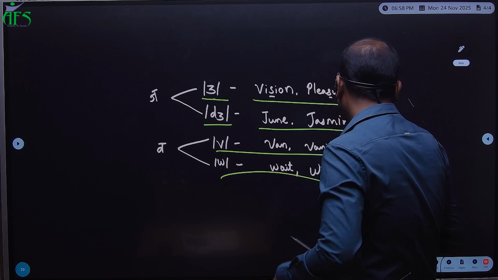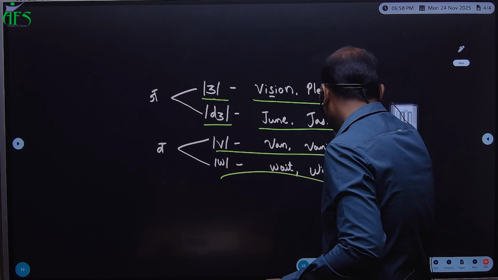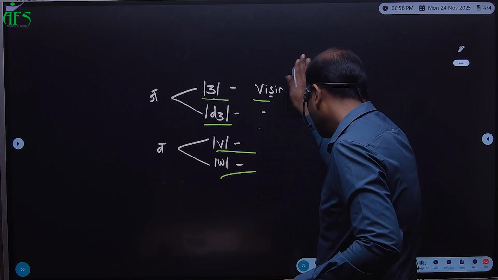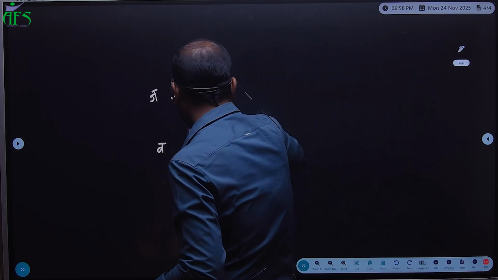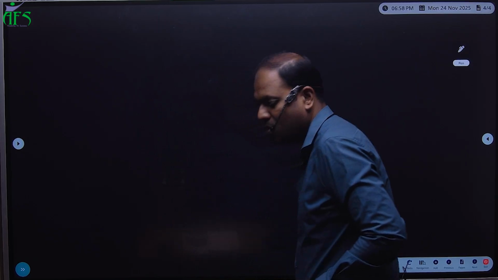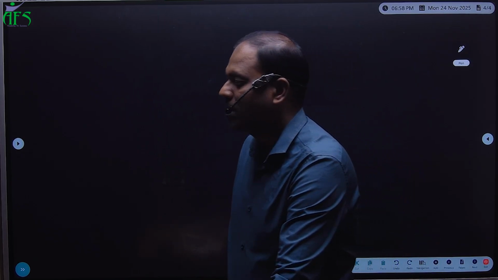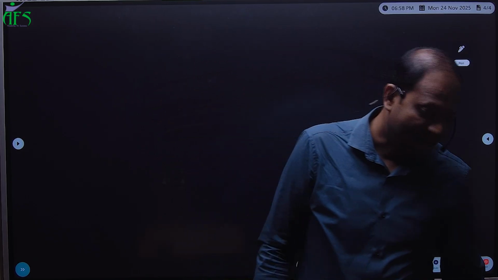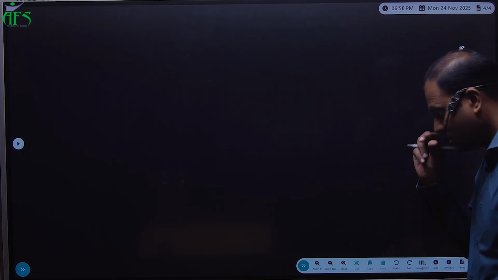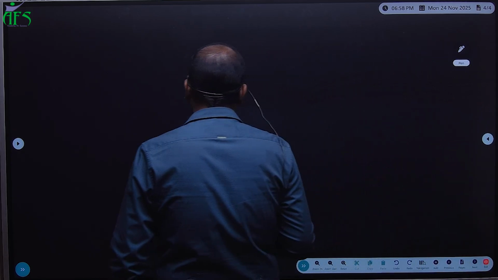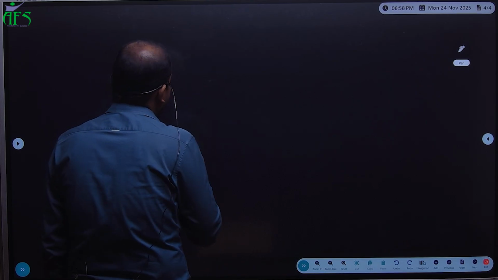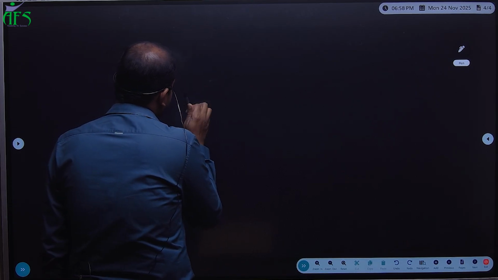Now we'll move towards the next part of this phonology. I hope you understood the consonant sounds of the English language. Now we'll focus on the vowel sounds. I'll draw one chart here.